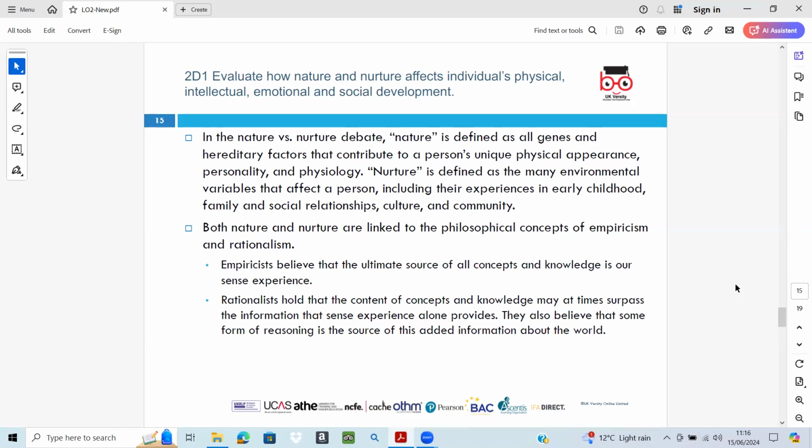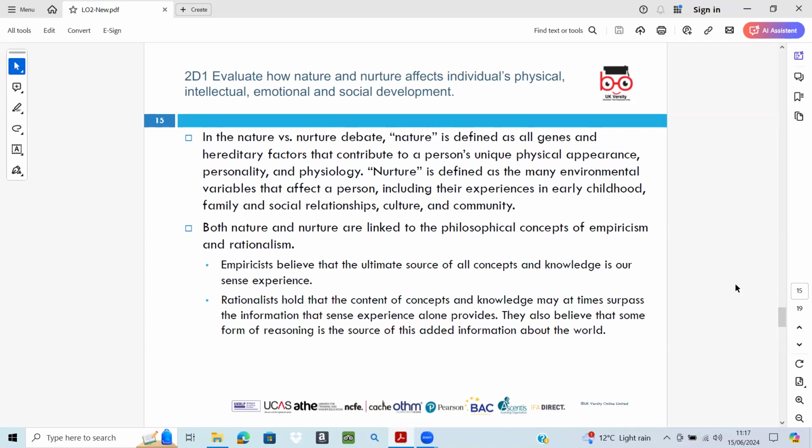Overall, we can say that by evaluating the interplay between nurture and nature in the context of empiricism and rationalism, we can better comprehend how genetic predisposition and environmental influences impact various aspects of an individual's development journey.